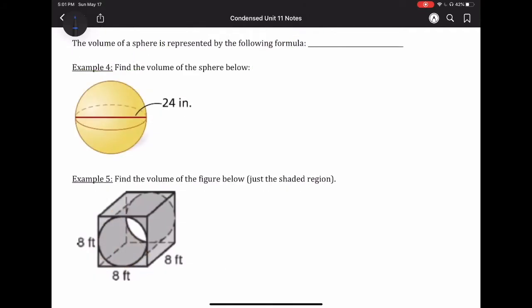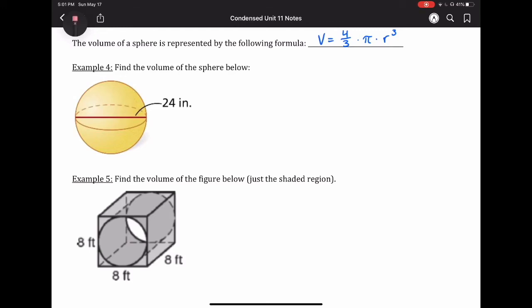Much like pyramids, spheres also work a little bit differently, even more so because they have their own formula. The volume of a sphere is represented by the formula V, for volume, is equal to 4/3 times pi times the radius cubed. So in example 4 here, it says find the volume of the sphere below.